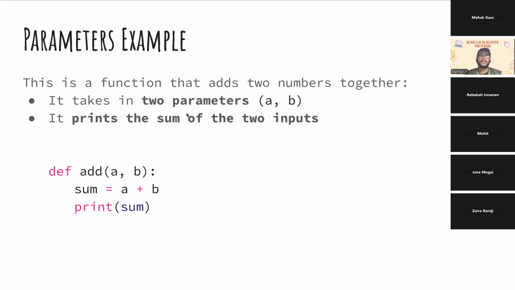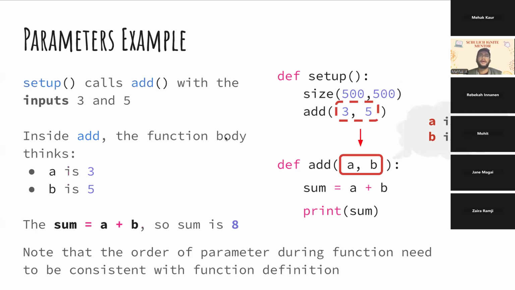So like I just went through the example, this is a function that adds two numbers together. It takes in two parameters, A and B, and it prints the sum of the two inputs. So here we are adding A and B, and it prints the sum of A and B, just like we just did.